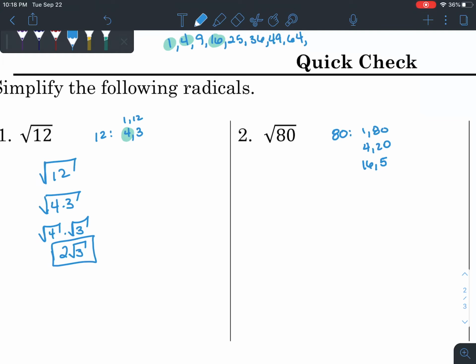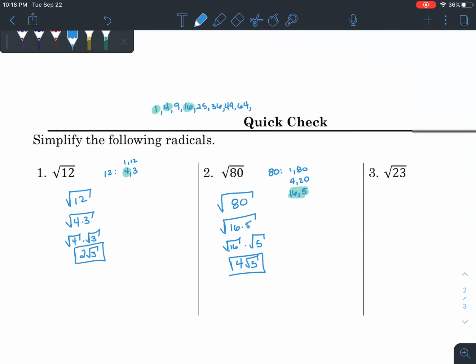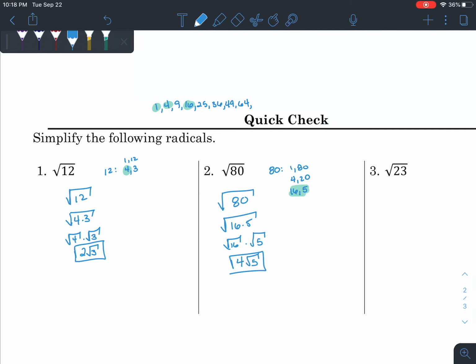Okay, so these are our numbers. These are our perfect squares. So we're going to take the one that's the largest, and we're going to rewrite 80 using the largest perfect square factor, which is 16 times 5. I'm going to break it up. We have 4 radical 5. That's it. Let's try one more.